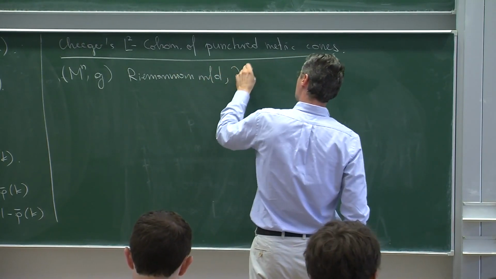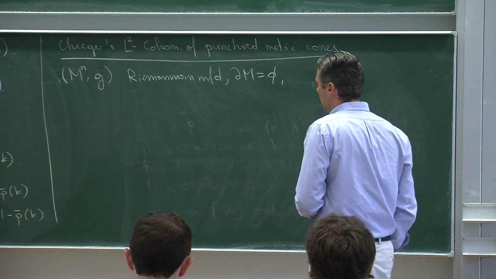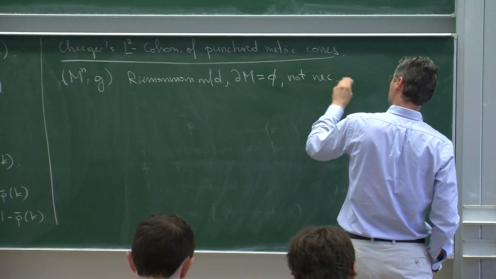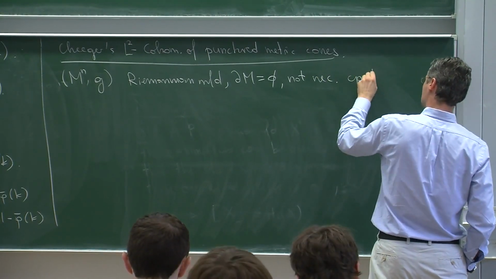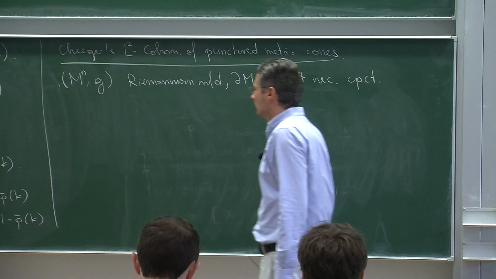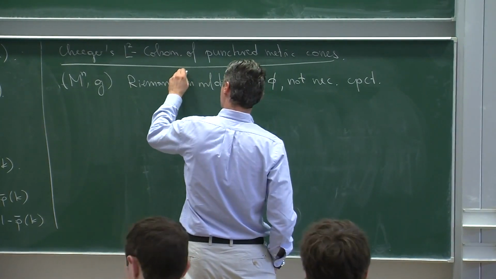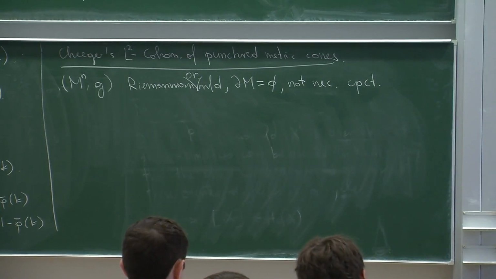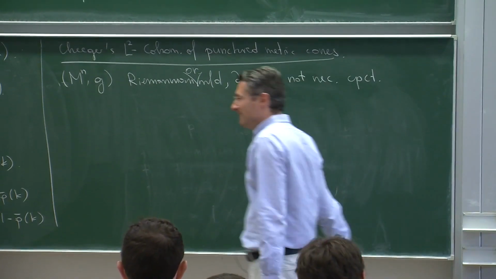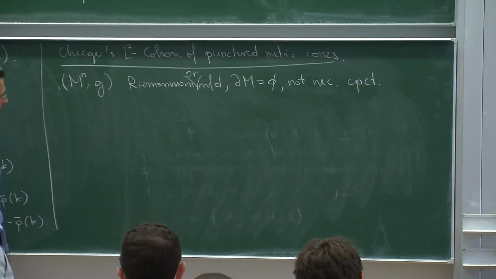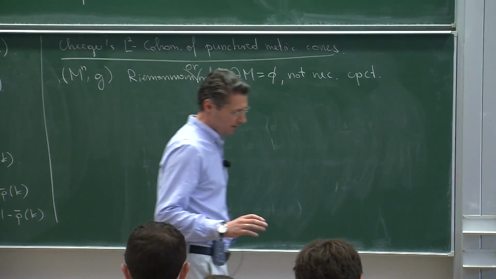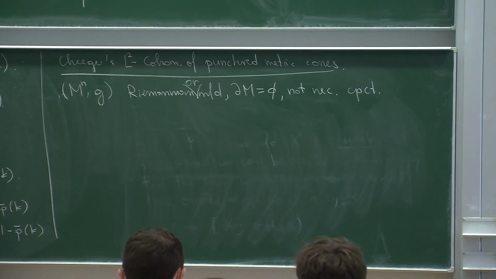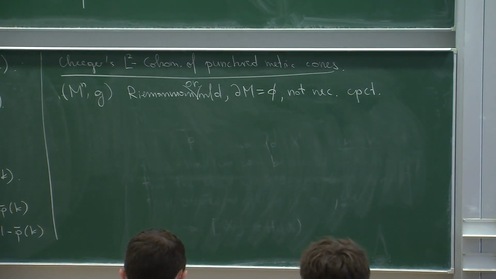I want no boundary, but it's not necessarily compact. And everything will be oriented. Maybe I won't say it anymore. I'll say it one last time. Everything is always oriented here. So, in Jochen's talks, we used the notation lambda, little lambda of m.